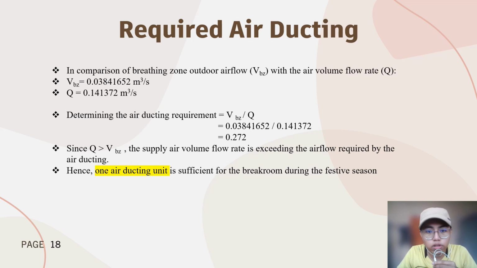Finally, for the required adapting, when we divide the value of VBZ by the Q value, we got the answer 0.272. Since Q is greater than VBZ, the supply air volume flow rate exceeds the airflow required by the adapting. Hence, we can say that only one adapting unit is sufficient for the break room during the festive season.